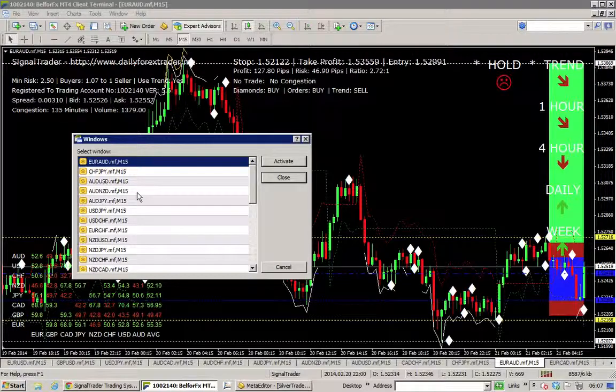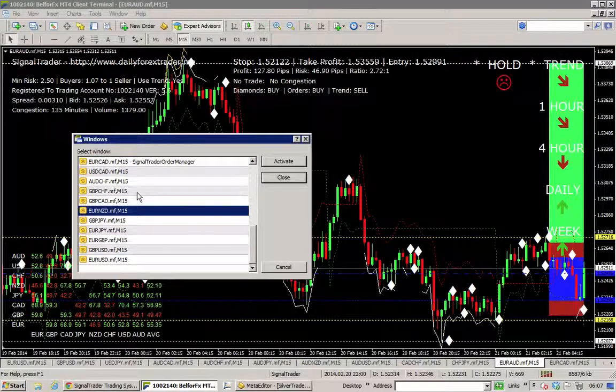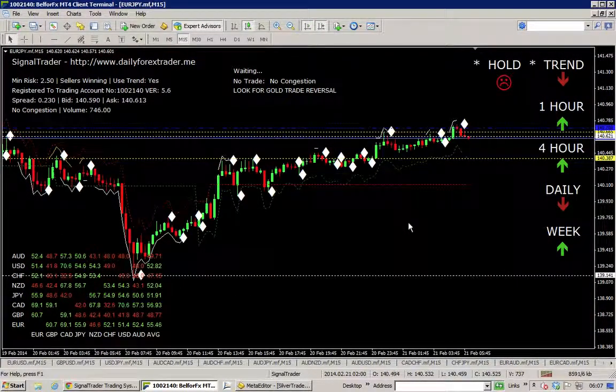Euro yen, euro yen, euro yen, euro chief, euro yen. Here we go. Activate. Okay, so here's a euro yen trade. Now there's the gold. Look at this. You see it? There's the gold. What happens after a gold?